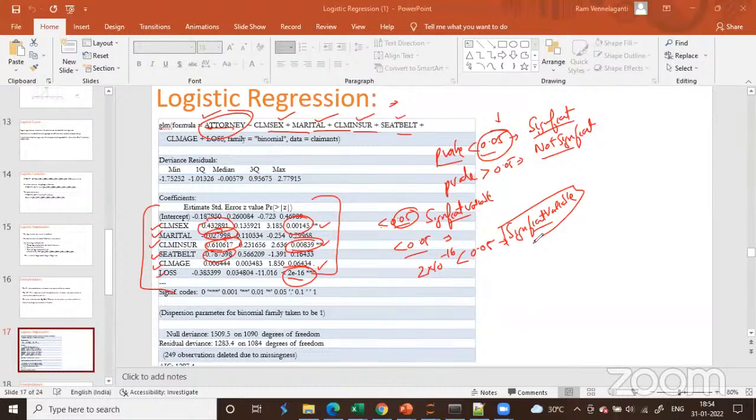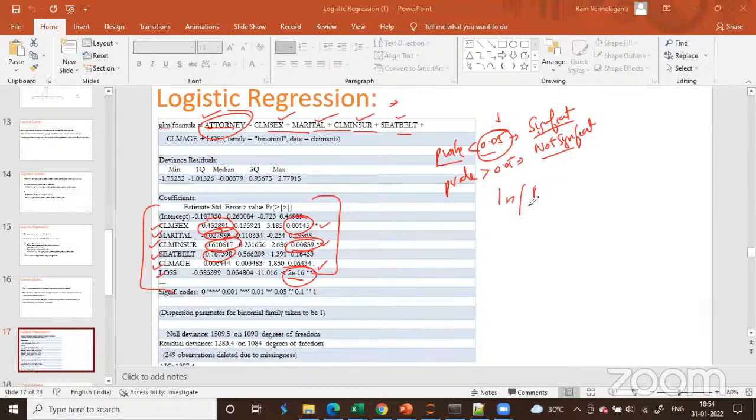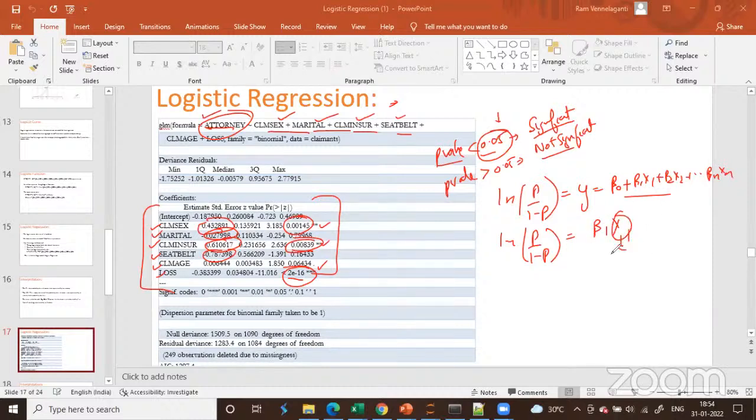Now, after identifying our significant variables, what are we going to do? Let us write down our logistic regression equation. And this is my logistic regression equation. Now, I'm going to consider one term, loss, economic loss. So this is my loss variable. What is the coefficient associated with loss? It is minus 0.38 into economic loss.